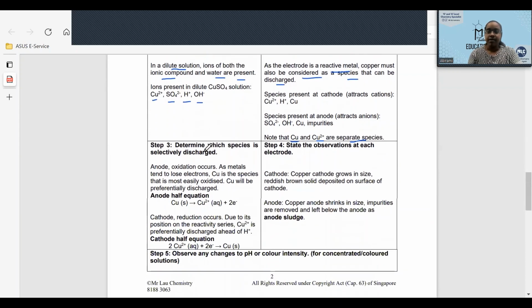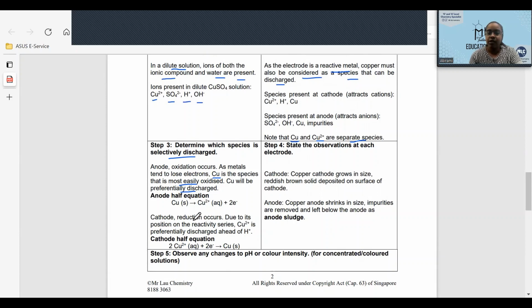The third step, determine which species are selectively discharged. Anode is where oxidation occurs. As metals tend to lose electrons, Cu is the species that is most easily oxidized. Cu will thus be preferentially discharged. And this is the anode half equation.